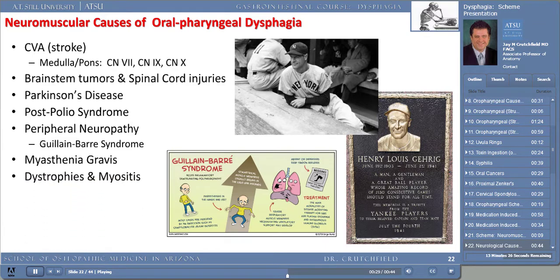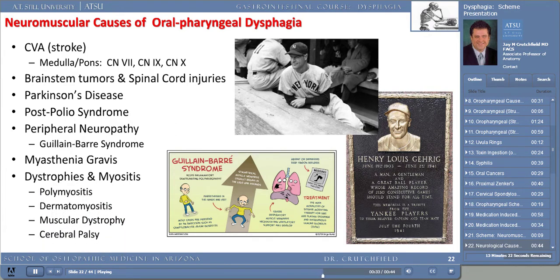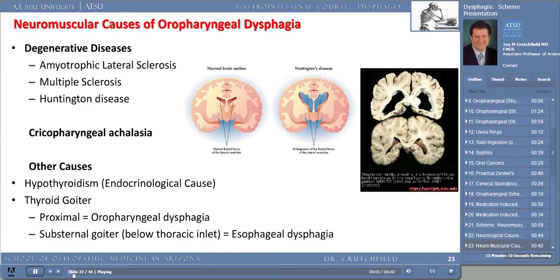Parkinson's disease, which is relatively common, can lead to oropharyngeal dysphagia. Again, you'll be led here by the patient's history, physical exam, and complaints of proximal dysphagia, oral dysphagia, or even odynophagia. Other causes of oropharyngeal dysphagia include the degenerative diseases, amyotrophic lateral sclerosis, Lou Gehrig's disease. This is the same disease that the famous physicist Stephen Hawking suffers from. Multiple sclerosis, Huntington's disease. Even a thyroid goiter.